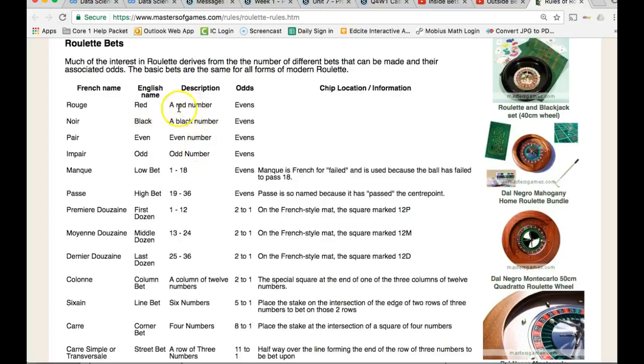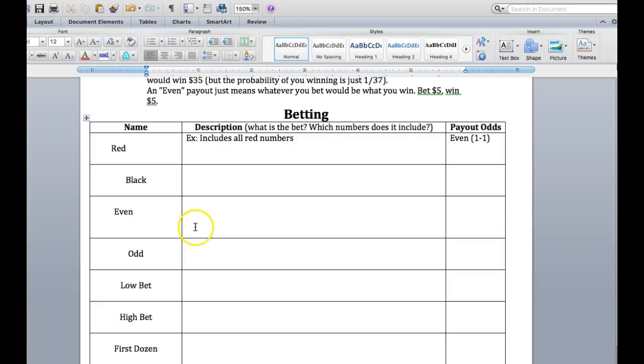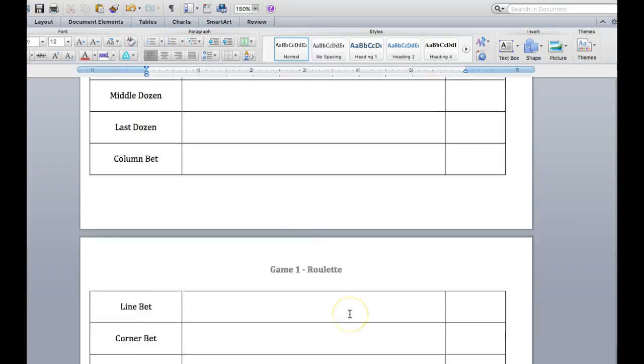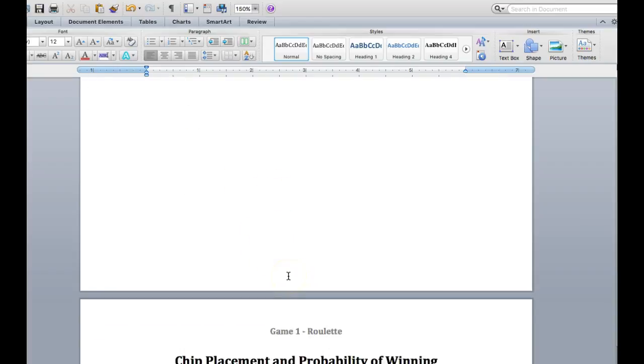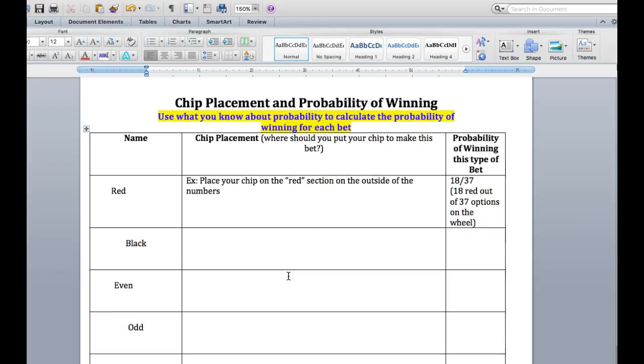Red is a red number. The payout odds are even. That means it's paid 1-to-1. If you bet $10, you win $10. So that's just a quick description of the bet here and the payout odds. Then there's a few rules here that you can read about, and then we're going to talk about probability.